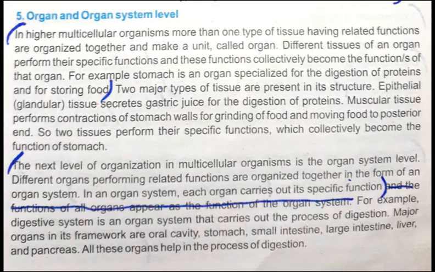Okay students, just like at the tissue level, we have learned that similar cells performing similar functions are organized to form a tissue. So students, how is an organ formed? Similar tissues that have related functions are organized to form an organ. More than one type of tissue that have related functions are organized and make a unit that is called an organ. Different tissues of an organ perform their specific functions, and these functions collectively become the functions of that organ.